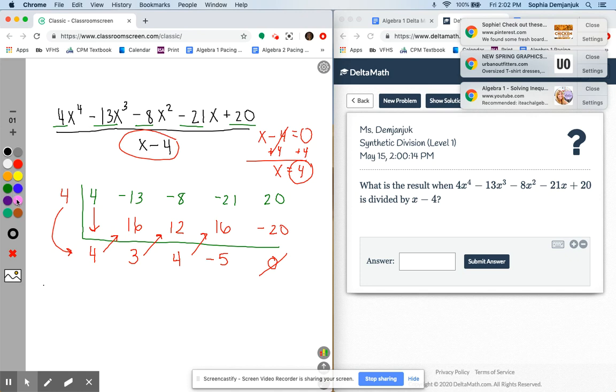I know that I started out with x to the 4th, and I divided it by an x, so now my answer is going to have to start with x to the 3rd. So 4x to the 3rd, positive 3x squared, positive 4x minus 5.